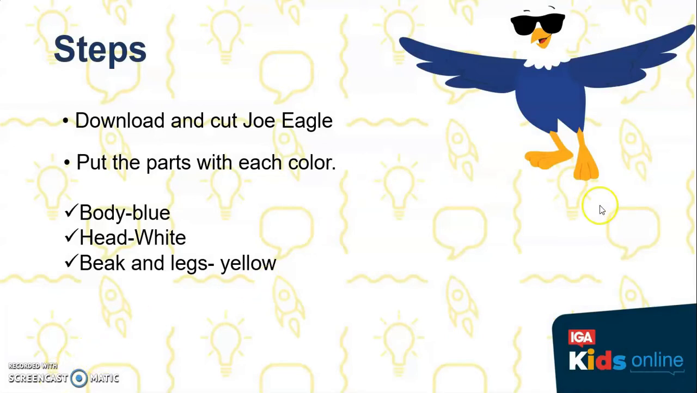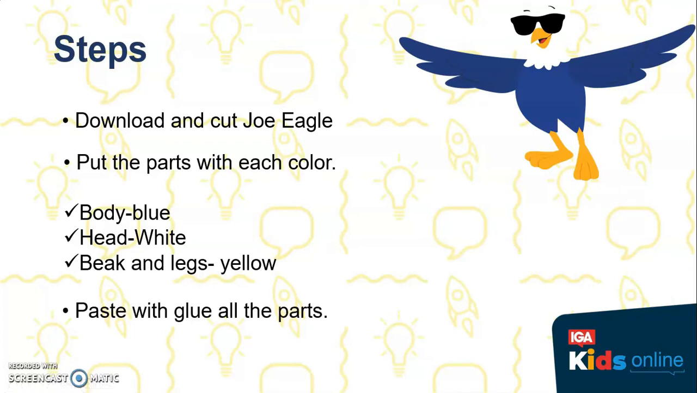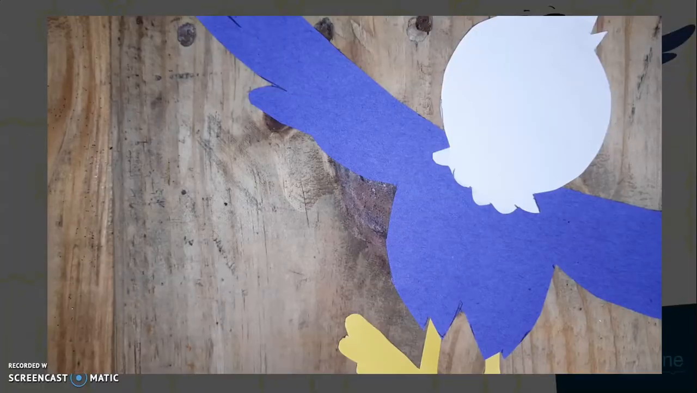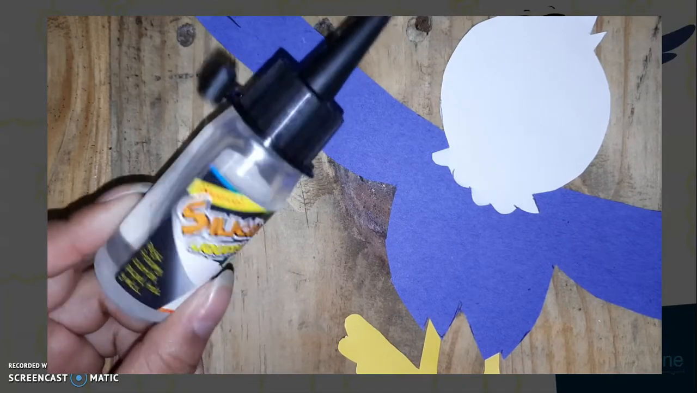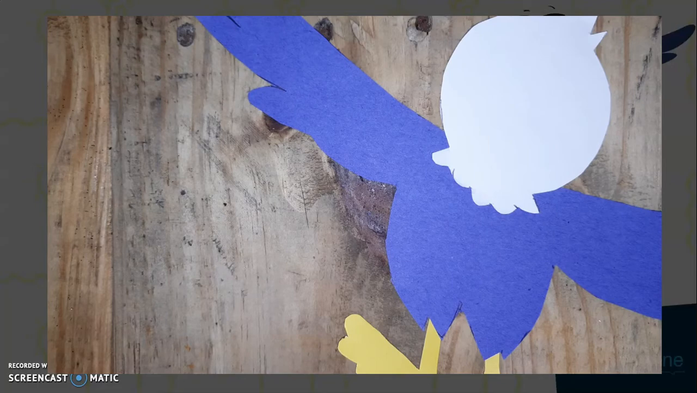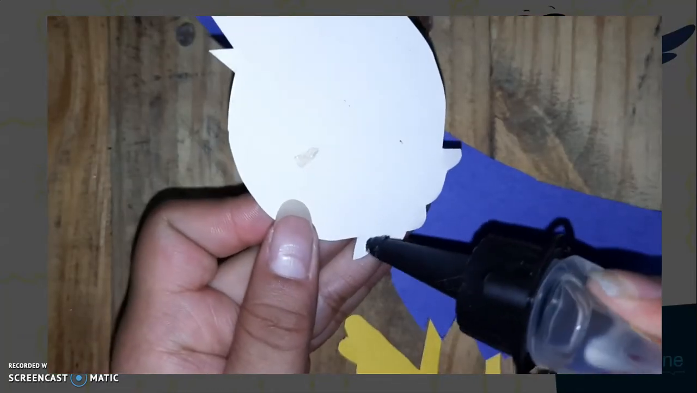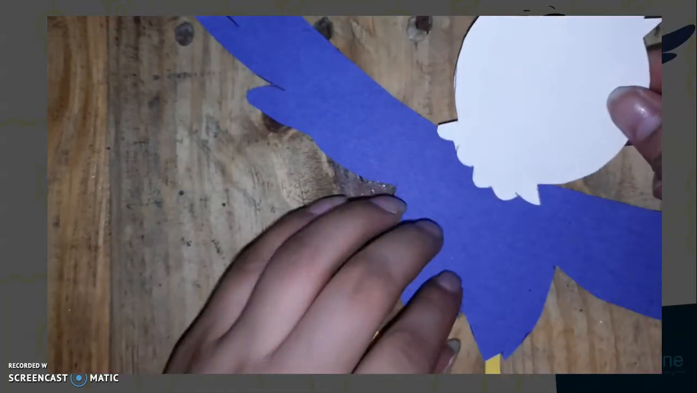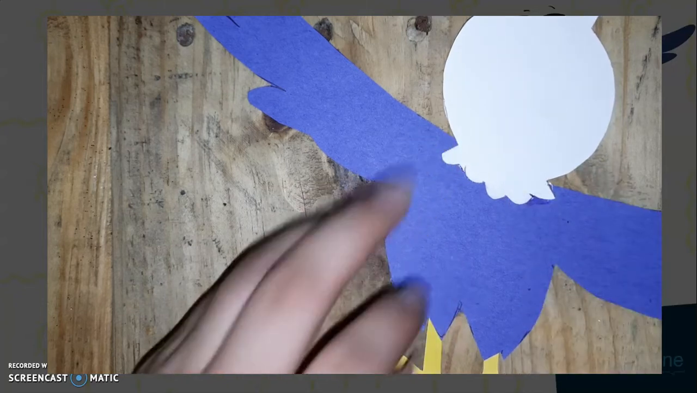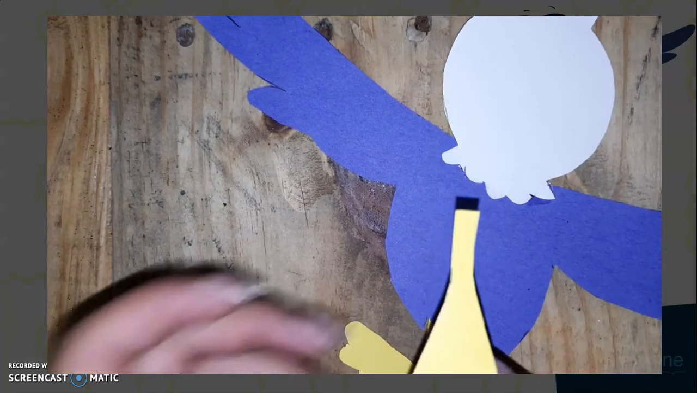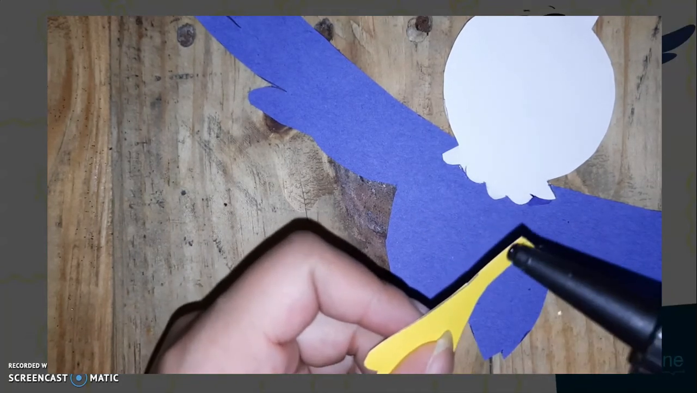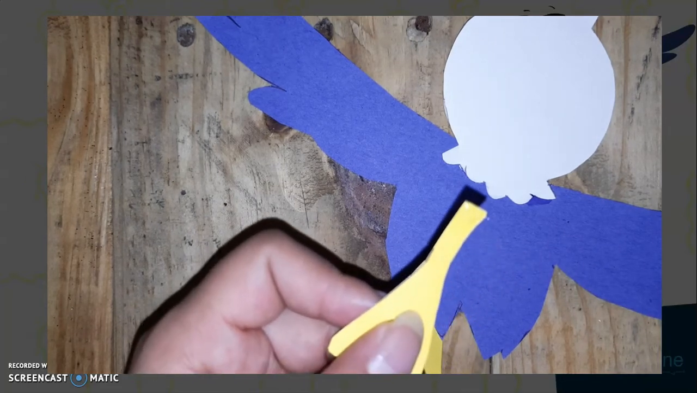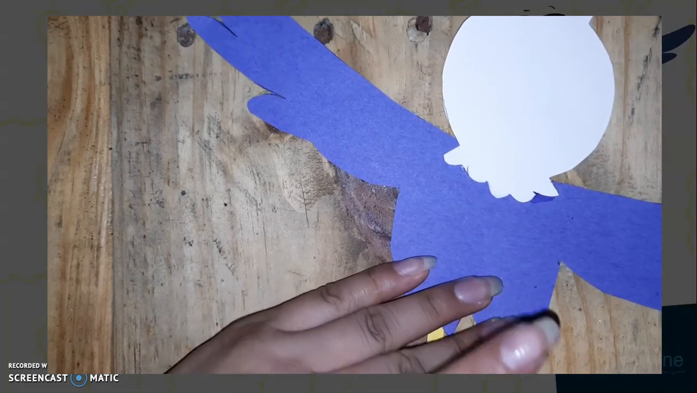Great guys, so the last step is to paste all the parts with glue, okay? So we will go ahead and do it. We are going to take our glue and put a little bit on this part at the bottom of the head. Only like this. And we are going to paste it on the body. And we will do the same with the legs. Just a little bit of glue in this part. Just a drop.